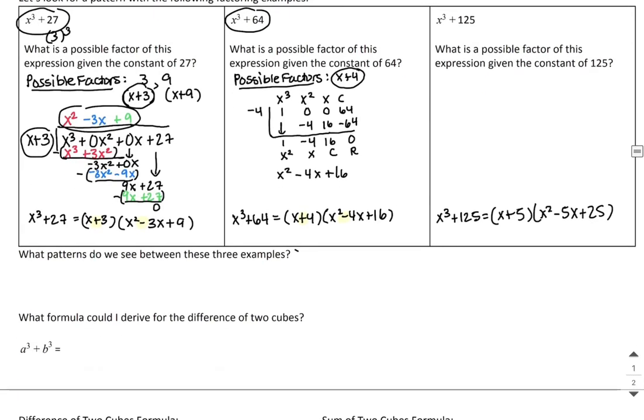So what patterns do I see in these three examples? I just kind of went through them. I see that I have the sum of two cubes. I forgot if this was a question. So I have the sum of two cubes instead of the difference of two cubes. I have the factors are a binomial times a trinomial.